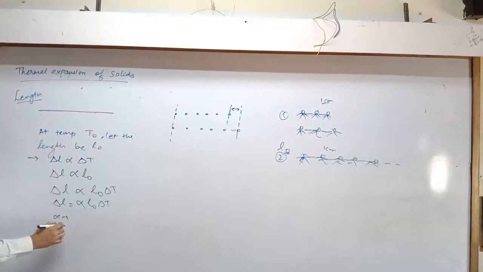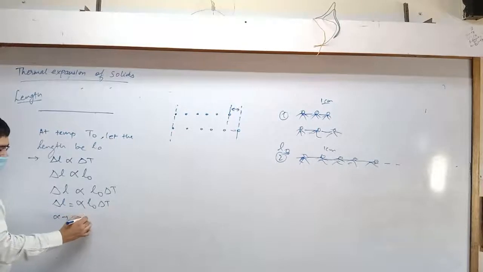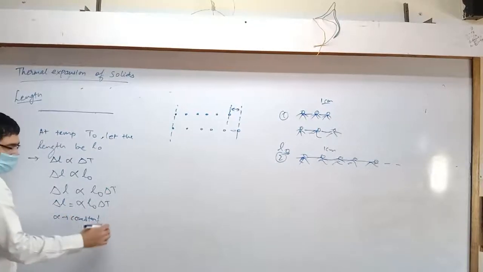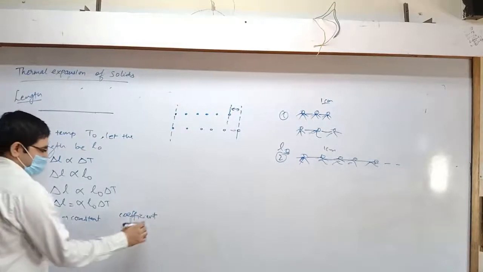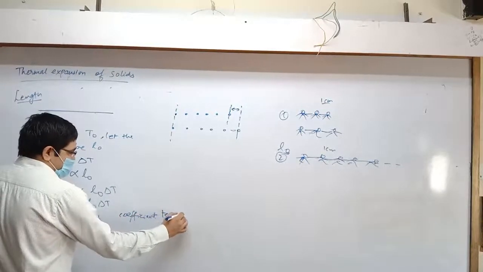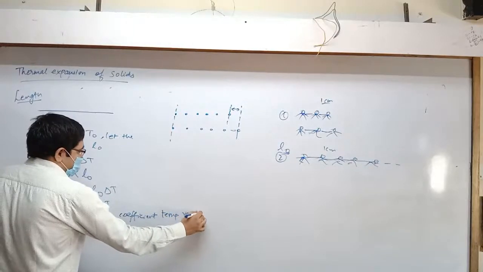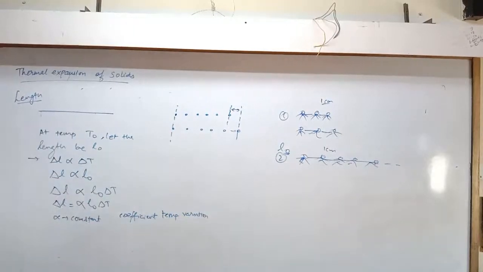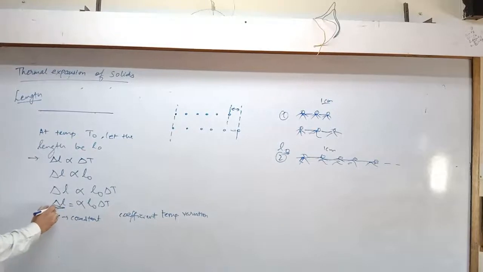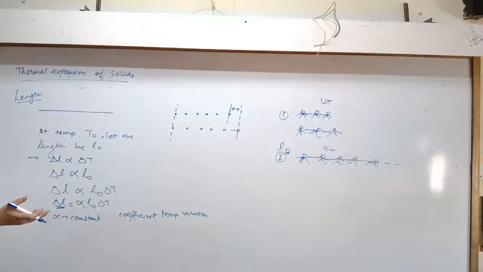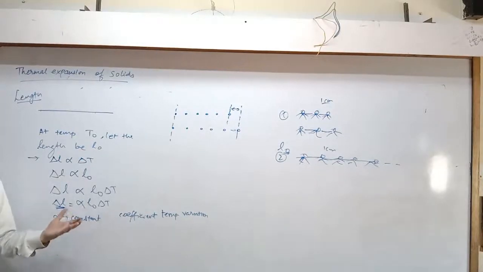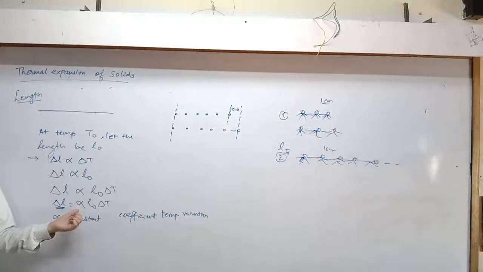Alpha is a constant. You could say coefficient, constant, it's a coefficient of temperature variation or change with temperature. Okay, coefficient of whatever. Here, if you are talking about length, then it is the coefficient of temperature variation of length. So, what is it? Temperature variation of length. That means how length changes with temperature. That is what alpha indicates.